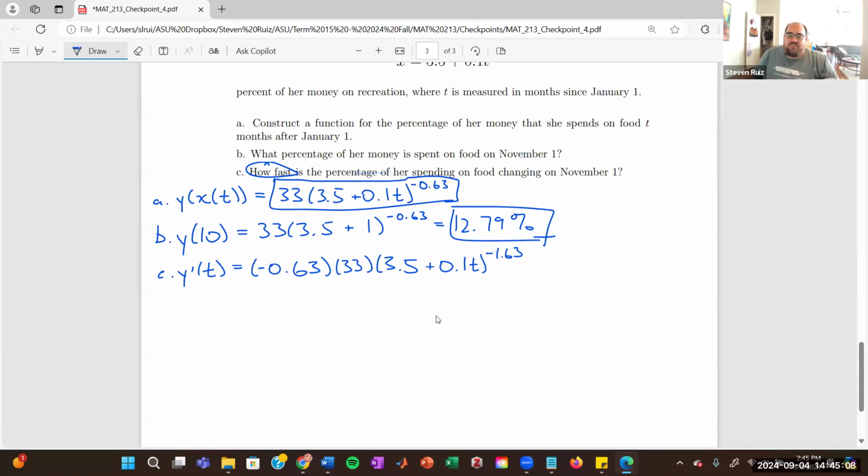Now that was the outer layer of the chain rule. Now I have to multiply this by whatever the derivative of the inner function is. So the derivative of the inner function is going to be 0.1. So we can clean that up a little bit. Actually, the only thing I'm going to do, just to show the different pieces here, is change that 33 to a 3.3.